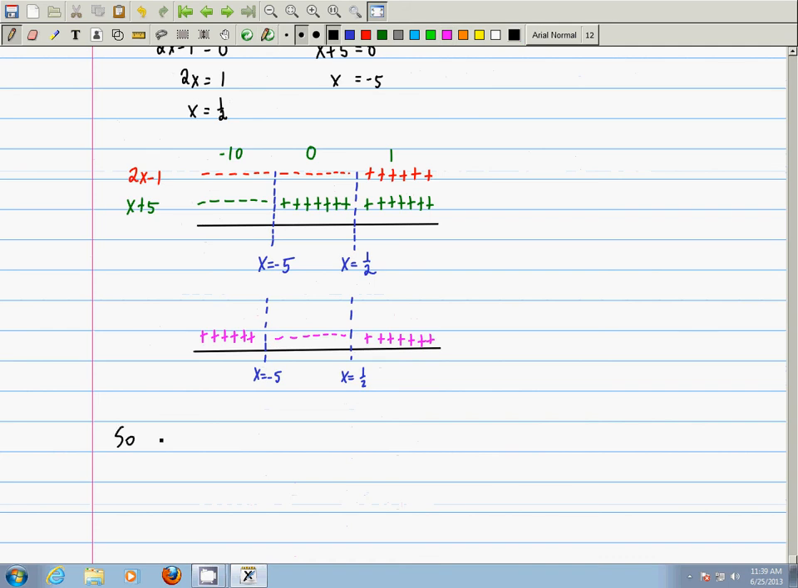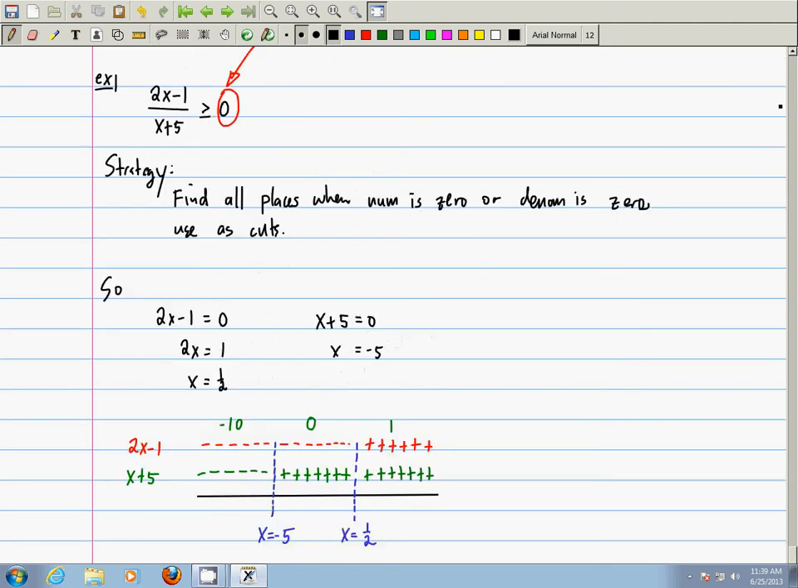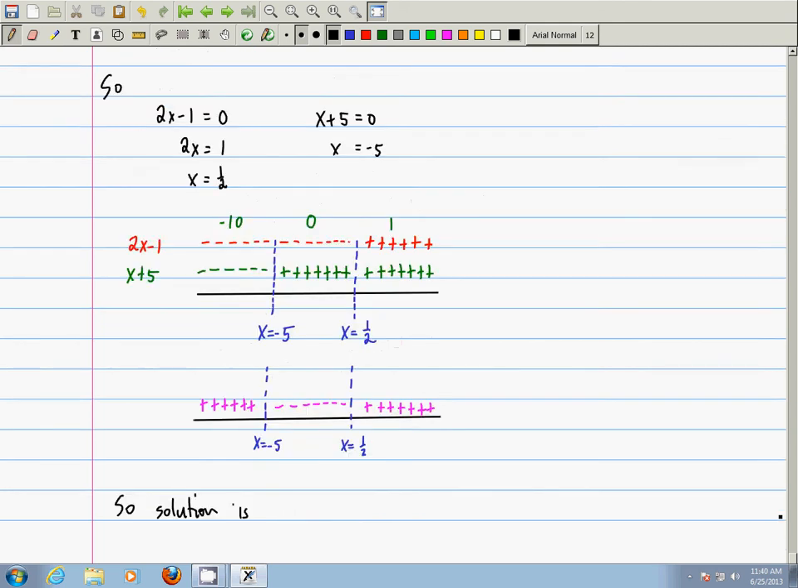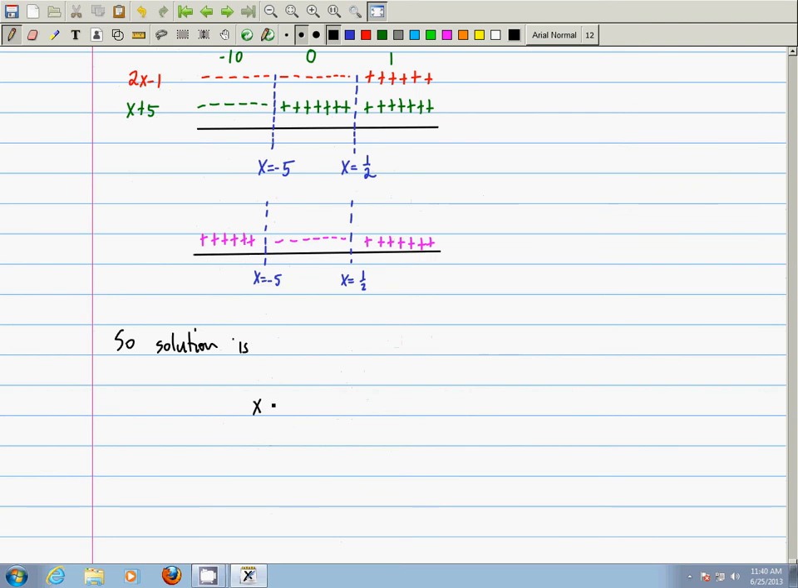So the solution is. I look back up, I want the positive things, and it says greater than or equal to 0. Since it's greater than or equal to 0, I'm not going to be using round parentheses, I'm going to be using square ones. Okay, so let's see if that's really true. So x is less than or equal to -5, or x is greater than or equal to 1/2. I'm using the greater than or equal to because I was using it at the top, but this, even though it feels right, is wrong. Why is this wrong?